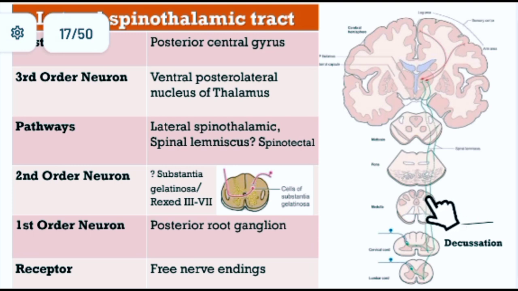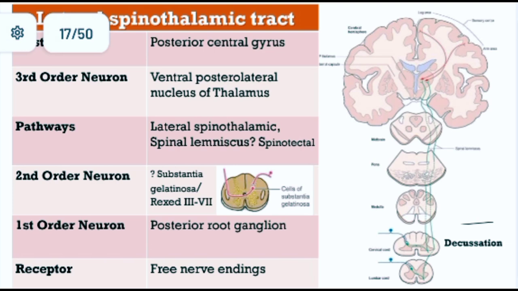Lamina 1, 3, and 4. Yes, those are the laminae where they're going to start from. Okay, so they start from lamina 1, 3, and 4, and then they're going to ascend upward. Now, someone would ask, why don't they start from lamina 2? Why not lamina 2? Remember, in lamina 3 and 4, there's what we call the nucleus proprius. So remember, let me just repeat.